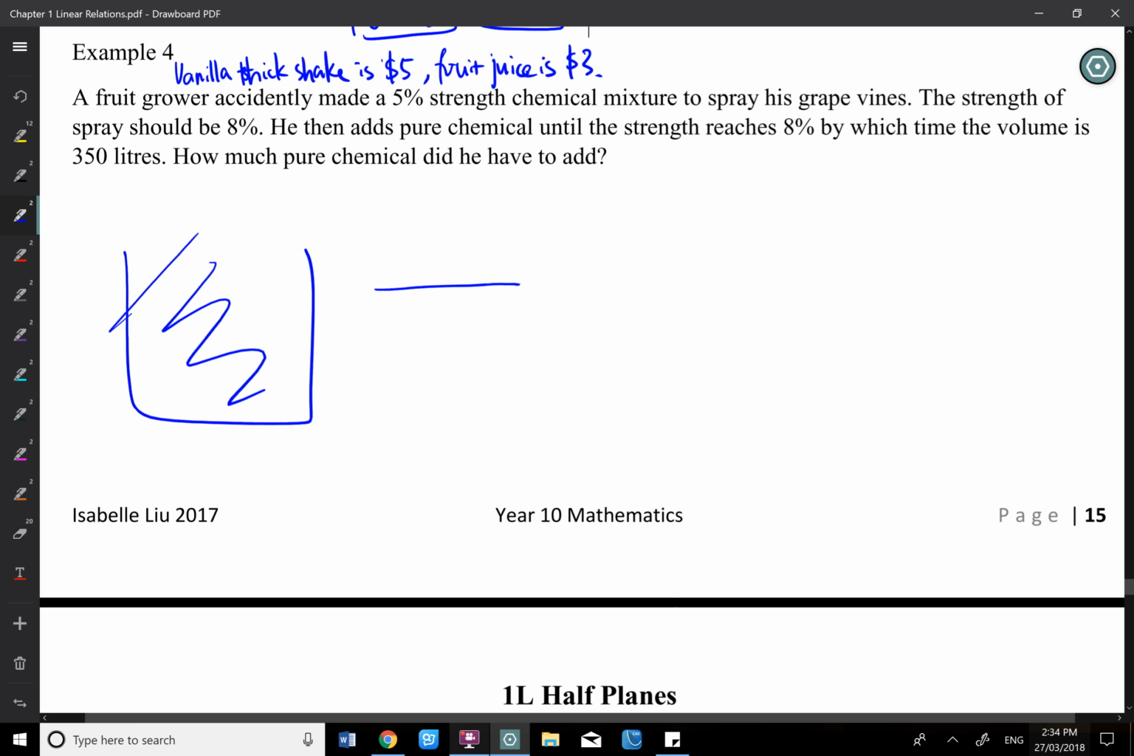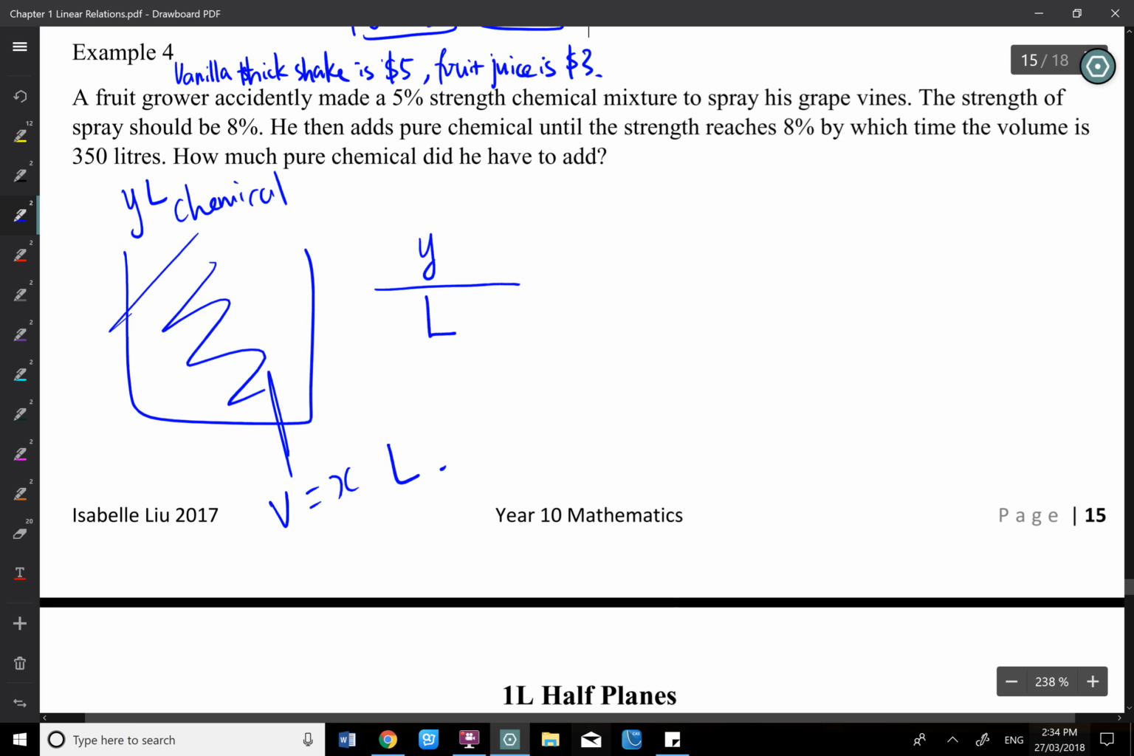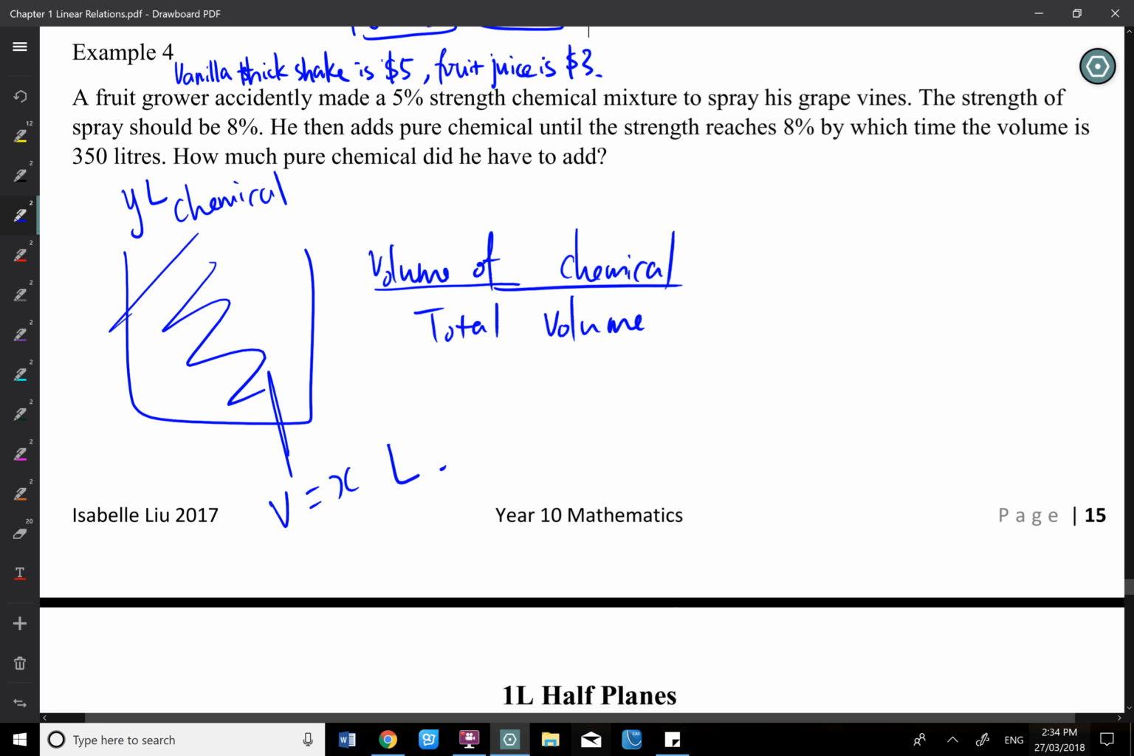If we have a volume equal to X liters, and we have some Y liters of the chemical, how do we calculate the concentration? Y over X, which is the volume of chemical over the total volume, right? It's not over the volume of the water, it's the volume of the total mixture, right? That's the concentration. That's how we calculate the concentration.